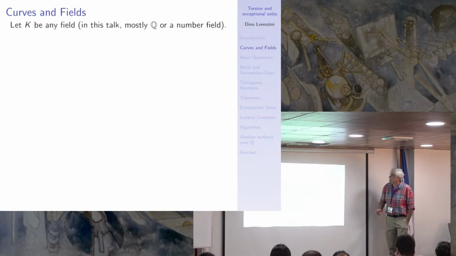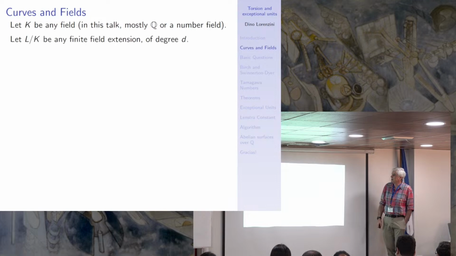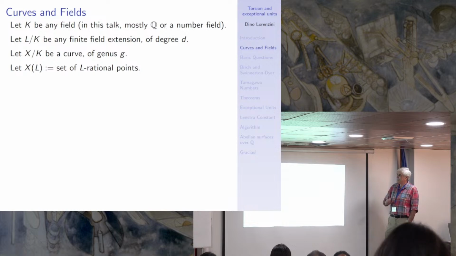All right. So curves and fields. Just to set up some notation, K will be a field, a number field, or Q. L over K will be a finite field extension of degree D in this talk. And then we'll have a curve X over K of genus G. And X(L) will denote the set of L-rational points.